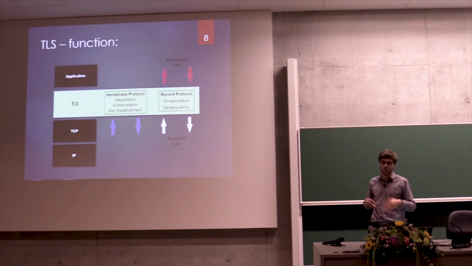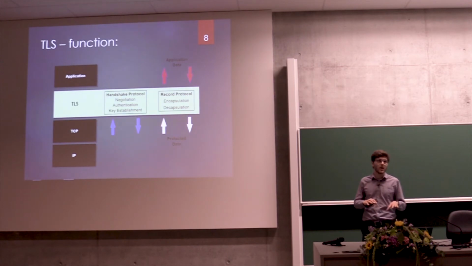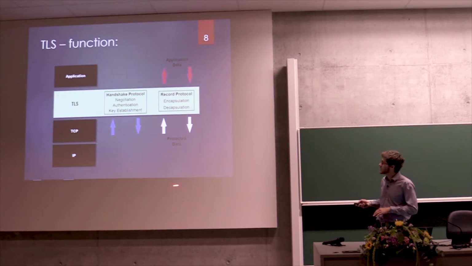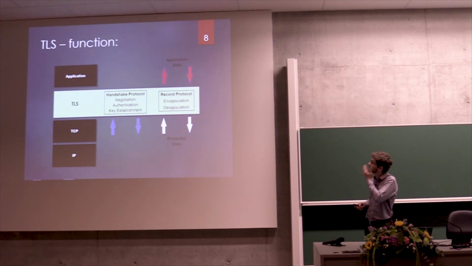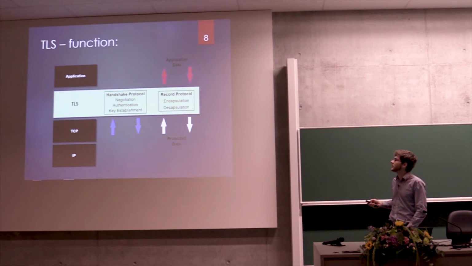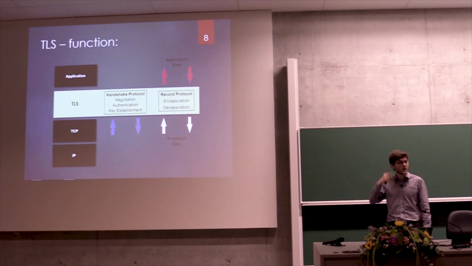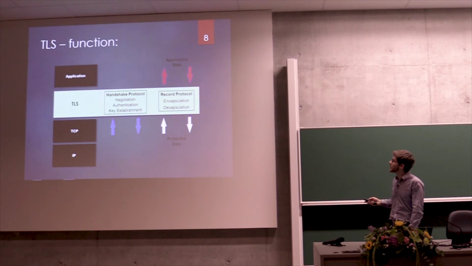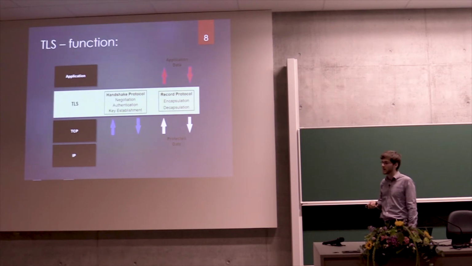And then you've got the record protocol, and this is where the actual symmetric data protection happens. So this is where the application data is taken, encapsulated, and passed through to the lower layers. And this is where the incoming data is pulled up, decapsulated, checked, and passed back up to the application level. So I'm going to be focusing mostly on the handshake protocol in terms of describing how it works, because this is where most of the cryptographic security guarantees are achieved. But I will mention some elements, particularly cryptographic algorithms, which are used in the record layer.